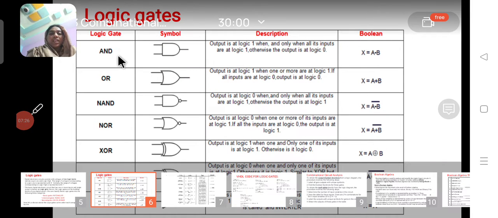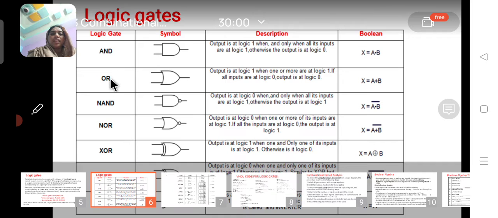Coming to the first gate, the AND gate. This is the logic symbol of the AND gate. The output is at logic 1 when, and only when, all inputs are at logic 1. Otherwise the output is 0. This is the Boolean expression: x equals a dot b.